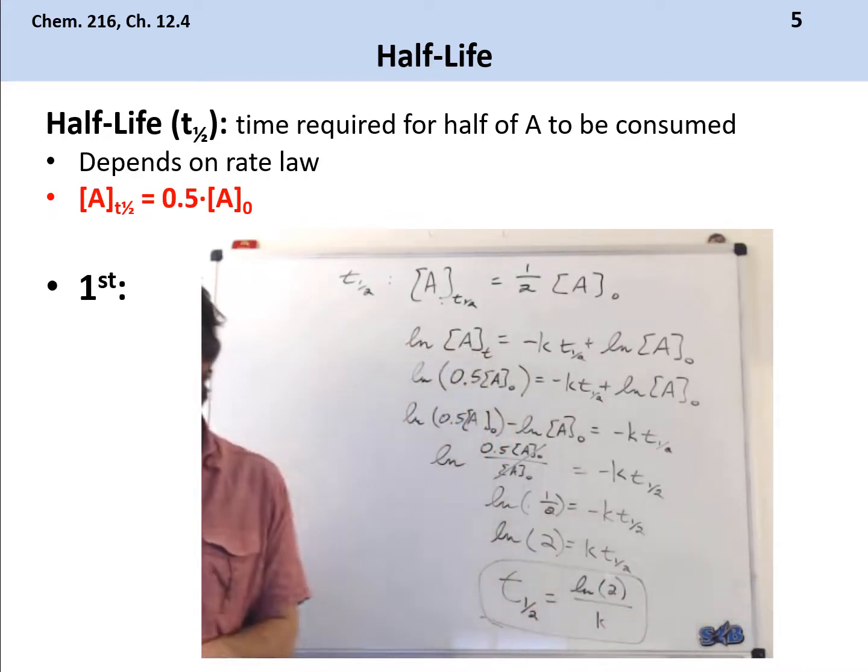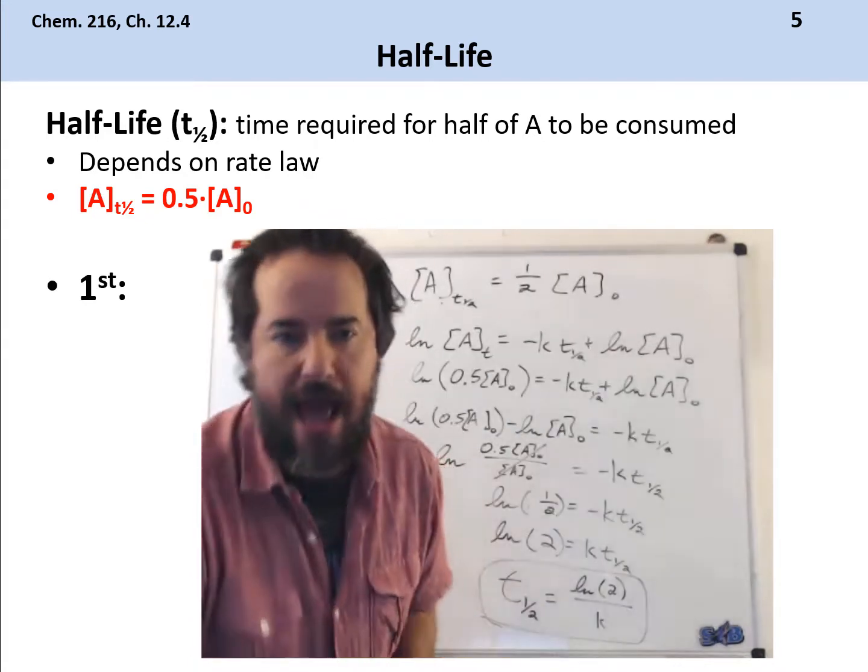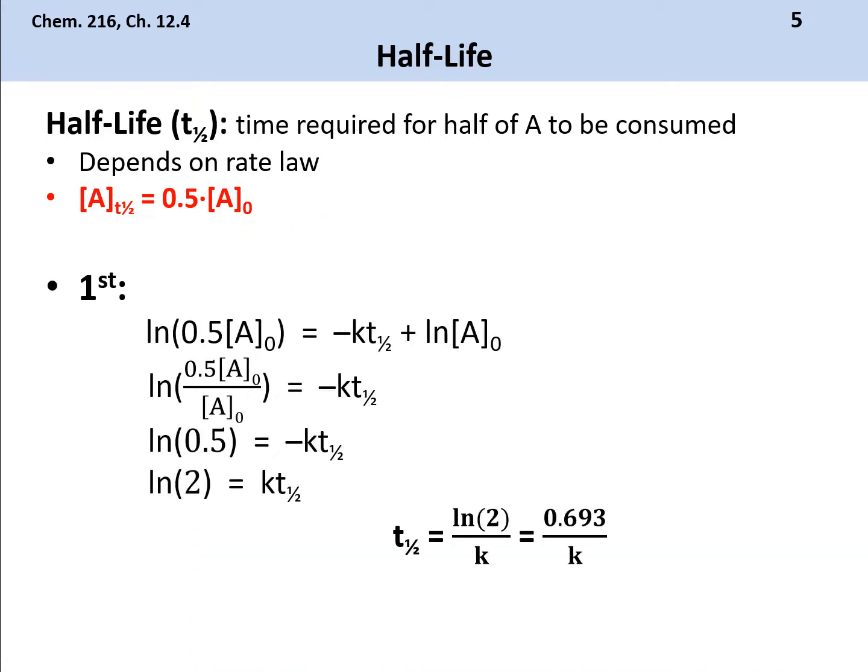So what this means is if I have the rate constant k, I can plug it in here and I can find my half-life. For instance, by the way, ln 2 is 0.693. What does this mean?